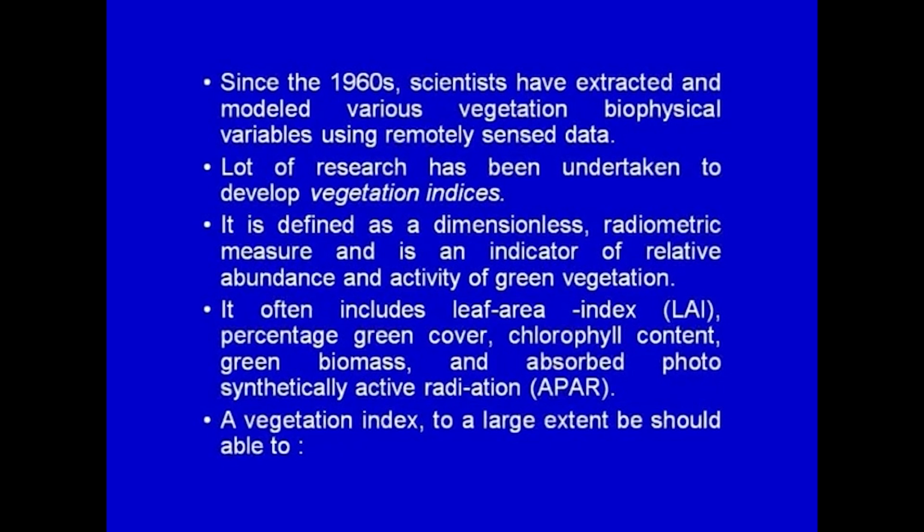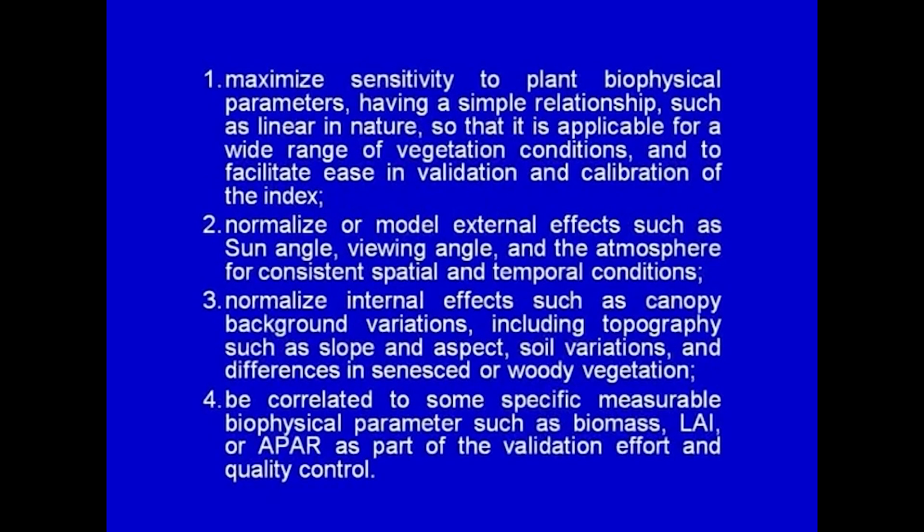Well, vegetation indices can be defined as a dimensionless radiometric measure and an indicator of relative abundance and activity of green vegetation. It often includes leaf area index or LAI, percentage of green cover, chlorophyll content, green biomass and absorbed photosynthetically active radiation, in short APAR.